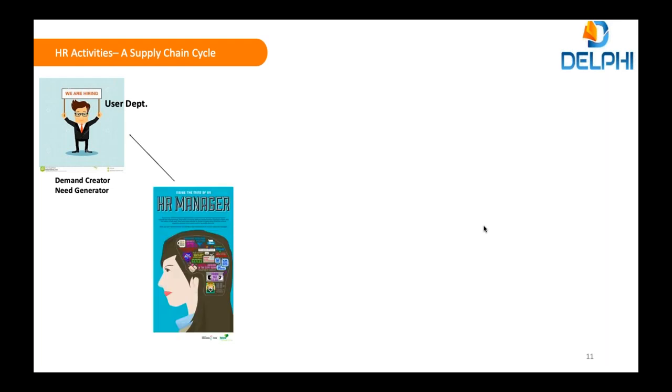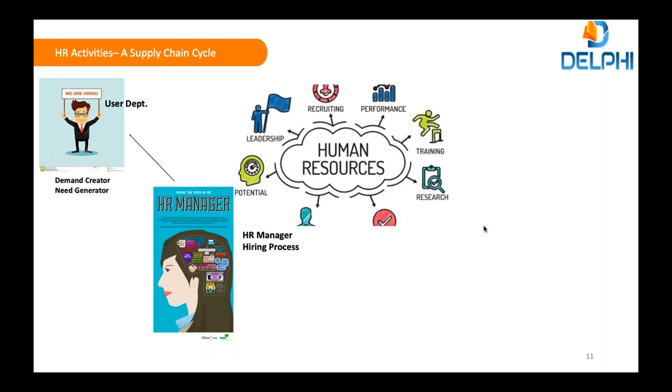Okay, so let's take another example now. In the organization, people say only the commercial department is responsible for supply chain. Now, I have taken an example of an HR department. We always know that the HR department will only act if there is a demand from a user who wants to hire a person. He becomes a demand creator and a need generator. So he goes to the HR manager, the hiring process manager, and tells him, I want to hire a person.